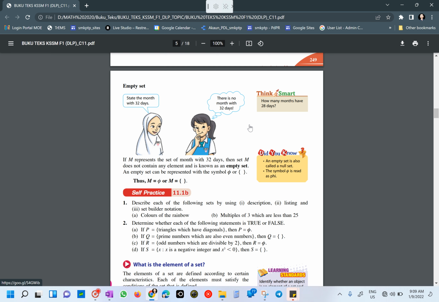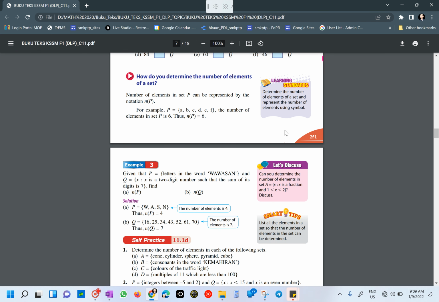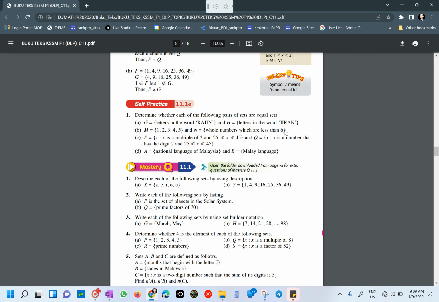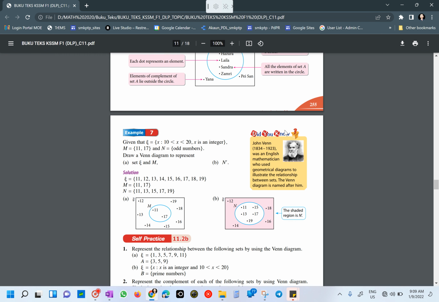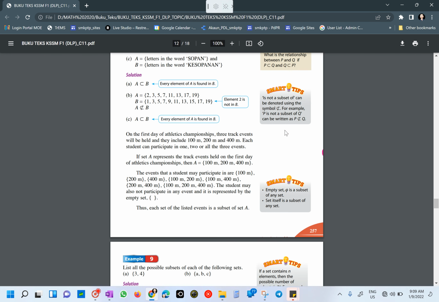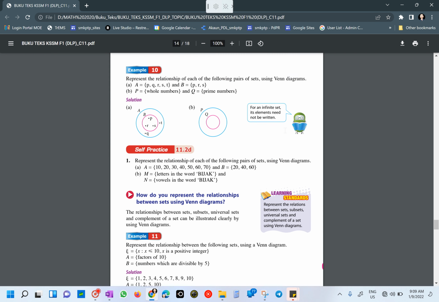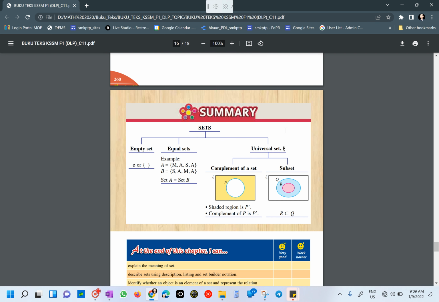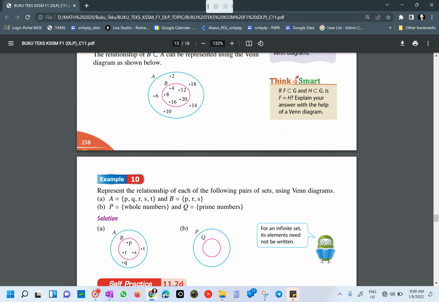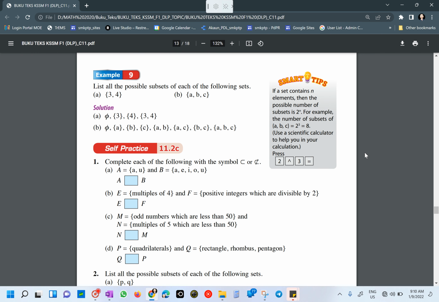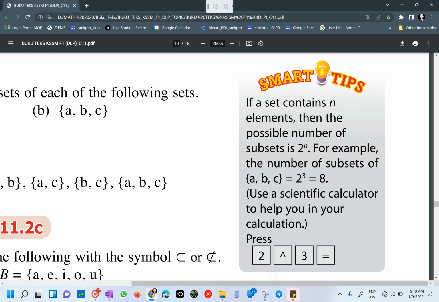How do you know about the empty set? Wait, be patient. Where is subset? There it is. Why isn't it here? Where? Wait. You didn't read this, did you? Oh, pity you. If a set contains n elements, then the possible number of subsets is going to be 2 to the power of n.